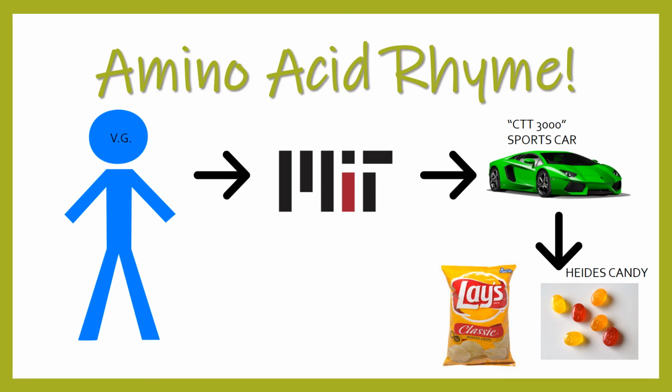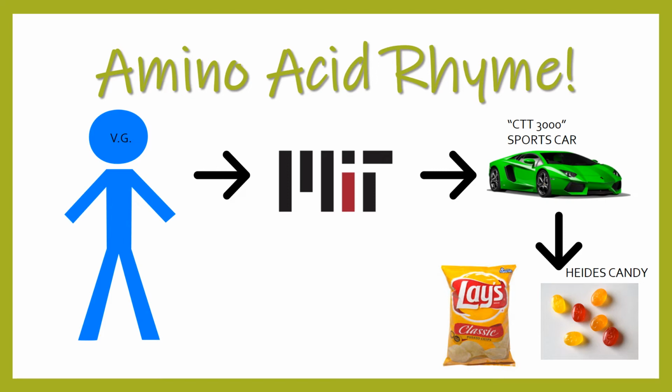Alright, so this is where my little corny amino acid rhyme comes in. This is a basic diagram of what the rhyme is going to have, but I don't want to confuse you guys, so let's go. On the left side, we have a stick figure. We're going to name this guy VG, and his name is VG for a reason. The arrow points to the MIT logo. As you know, MIT is basically the Harvard of engineers, from what I've heard. So you know that VG goes to MIT.